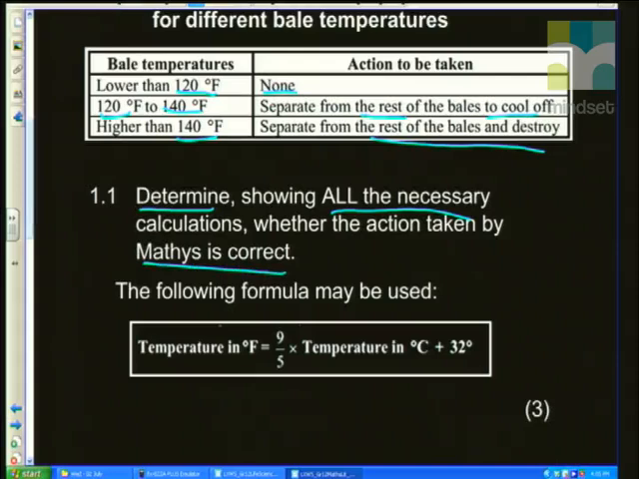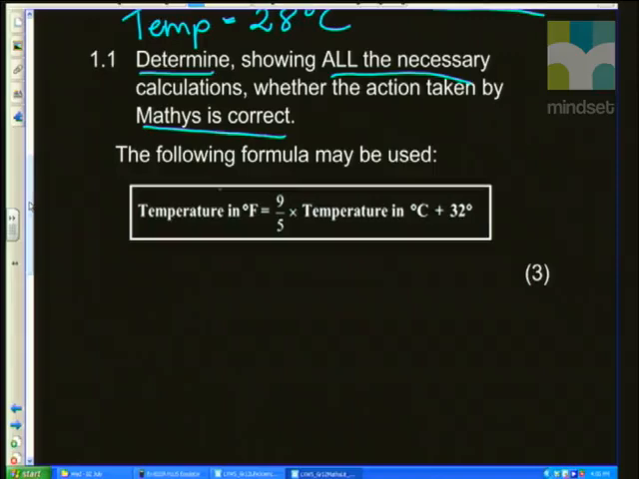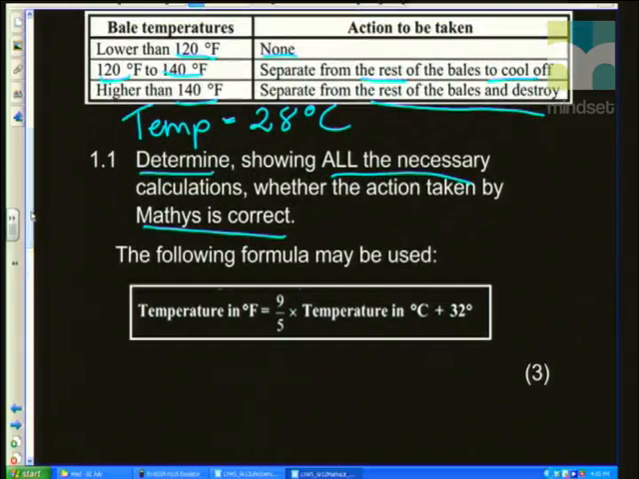Now, that missing bit of information told us that the temperature of the bale that he measured was 28 degrees Celsius. So let's work with that, and let's just make sure that we've got it right. A gremlin's crept in, so we haven't quite got the right information, but let's work with that. So 28 degrees Celsius. I hope you can see that. Different to Fahrenheit. Where is 28? Is it lower than 120? Hey, we better make sure that we get this right. Did Matthias destroy that bale by mistake, or was he right?